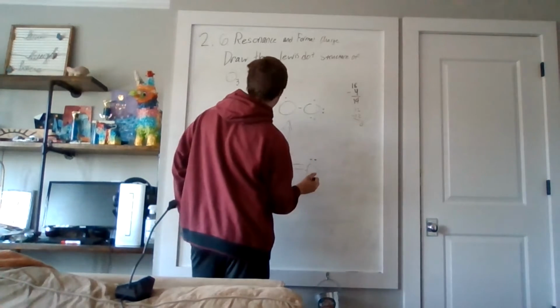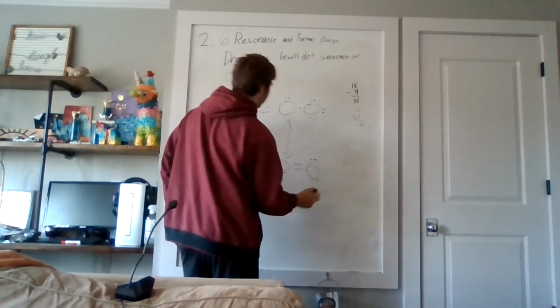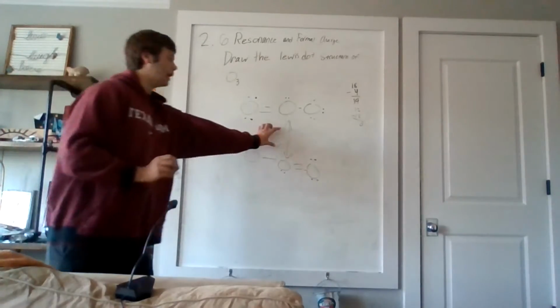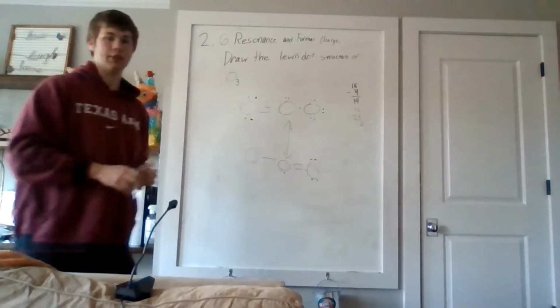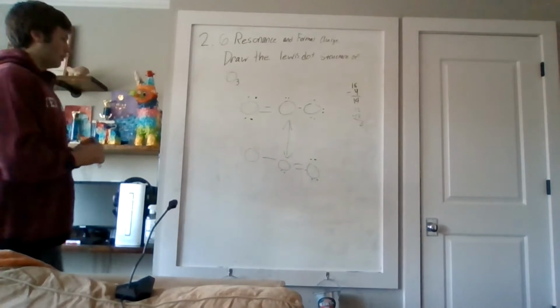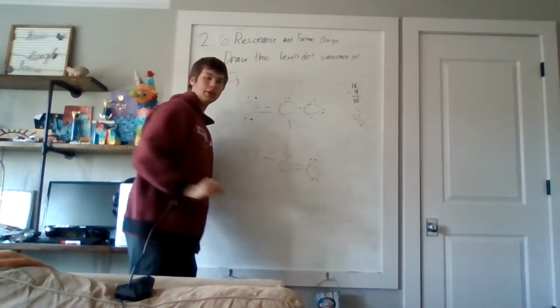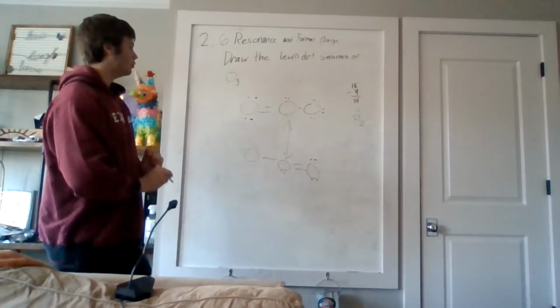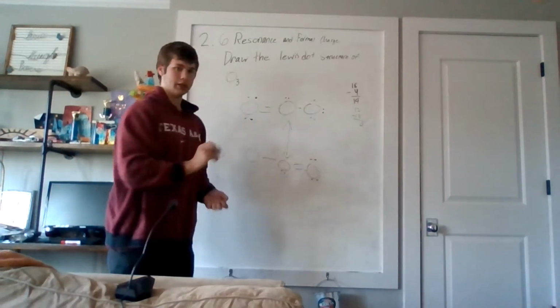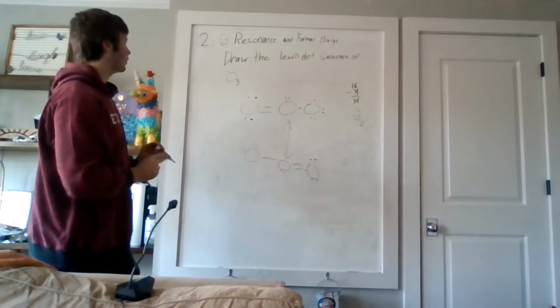And the way we signify it is by putting all possible structures with a double arrow between them. So as you can see, all we did was just make another one with a double bond somewhere else. And you do that as many times as necessary. But for ozone, we only have to make 2.